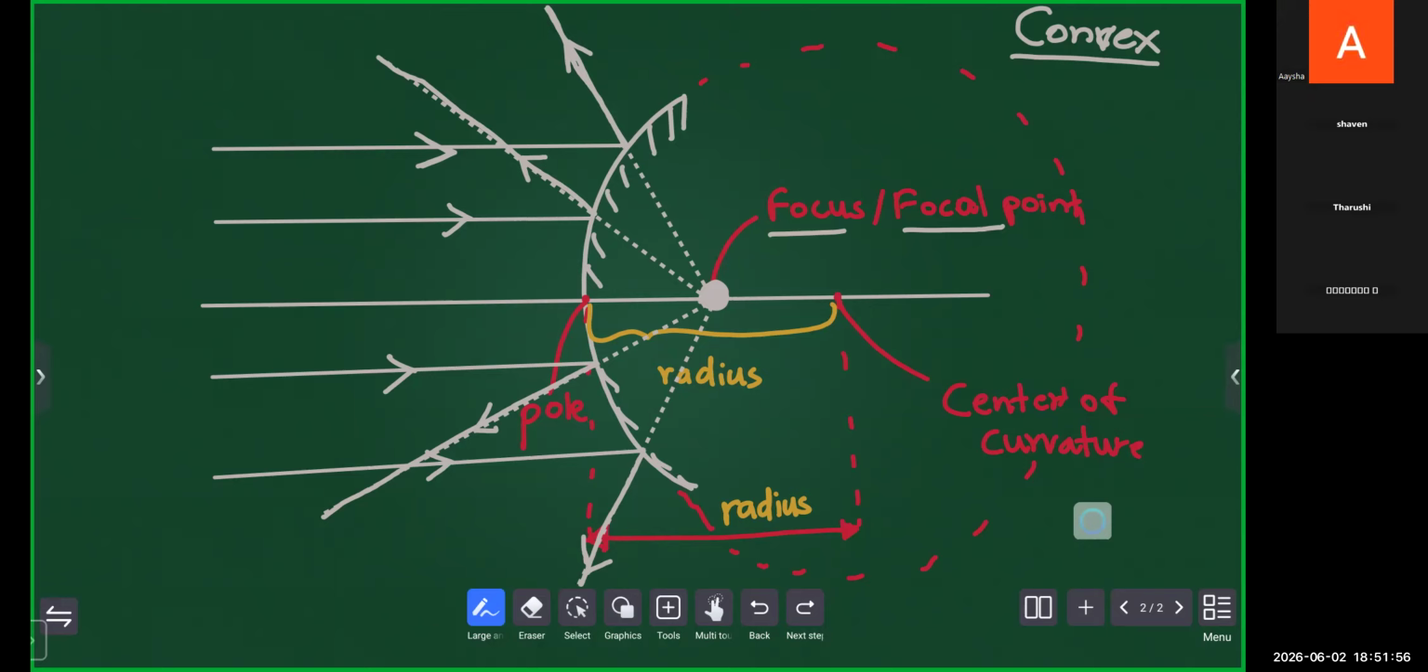Now you know how the convex mirrors are diverging the rays. You understood where it's diverging from.